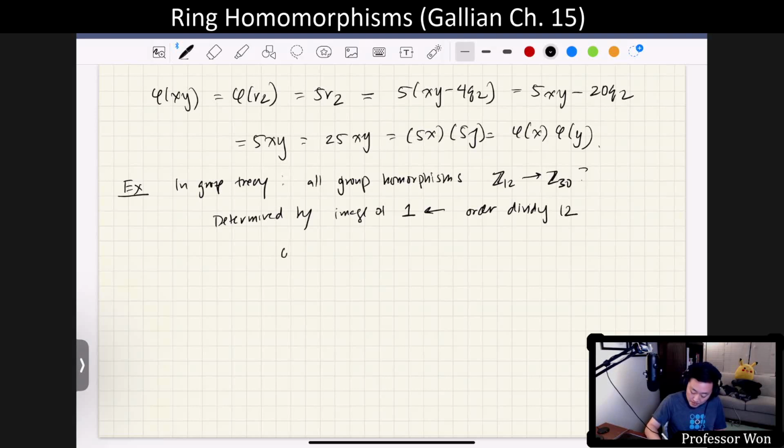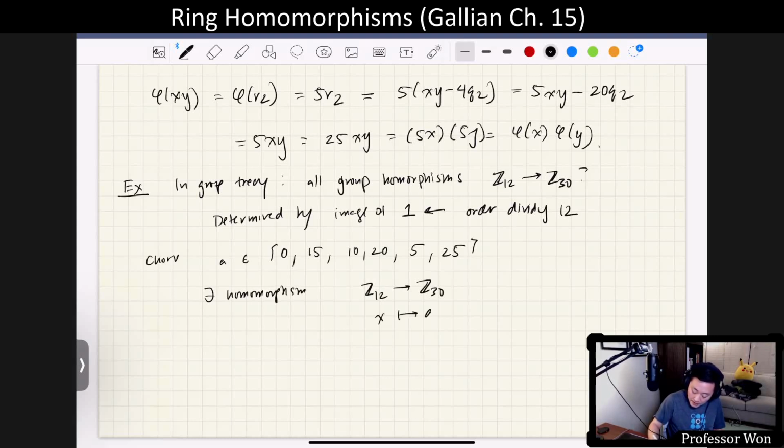There's one element with order 1, that's 0. There's one element with order 2, that's 15. There are 2 elements with order 3, namely 10 and 20. There's no elements of order 4, but there are 2 elements of order 6, in fact, 5 and minus 5, right? So you can map 1 to any of these, and then you'll map 2 to twice it, modulo 30, and 3 to 3 times it. So for any of these A's, choose some A here, you have the group homomorphism Z12 to Z30, which sends x to Ax.